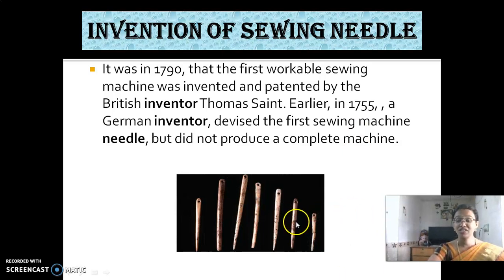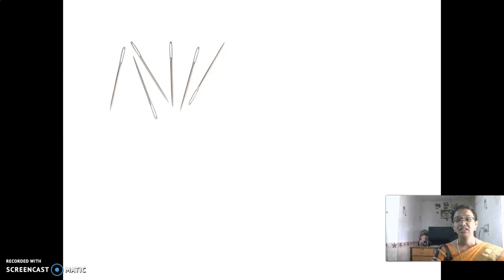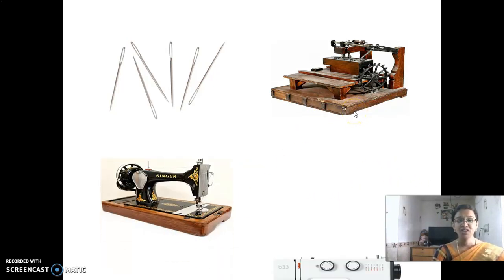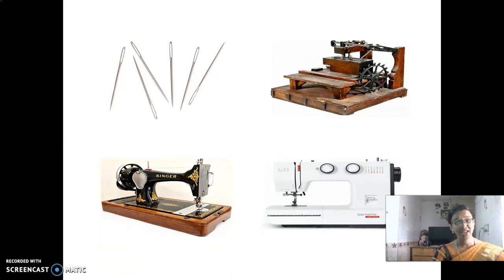Look here, this was the first produced sewing needle. What is it? The sewing needle which was produced by the German inventor in the year 1755. Look here. These are all the sewing needles which we use nowadays. This is the first devised sewing machine, and nowadays we use modern electrical sewing machines. Yes, children, I hope up to this the lesson revision has been completed.